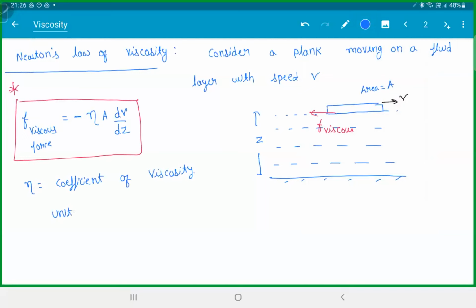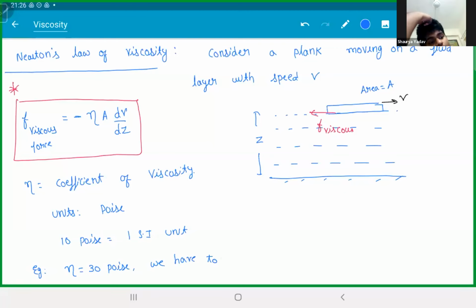The unit is poise. There is a problem here: 10 poise is 1 SI unit. Poise is not an SI unit, it is a CGS unit. Meaning, if someone says eta is 30 poise in the question, we have to use eta equal to 3. Be careful. If you use 30, in the exam there will be two options like 0.2 and 2. There will always be a factor of 10 difference. That will goof up everything. They do these kinds of things in BITS and Mains.